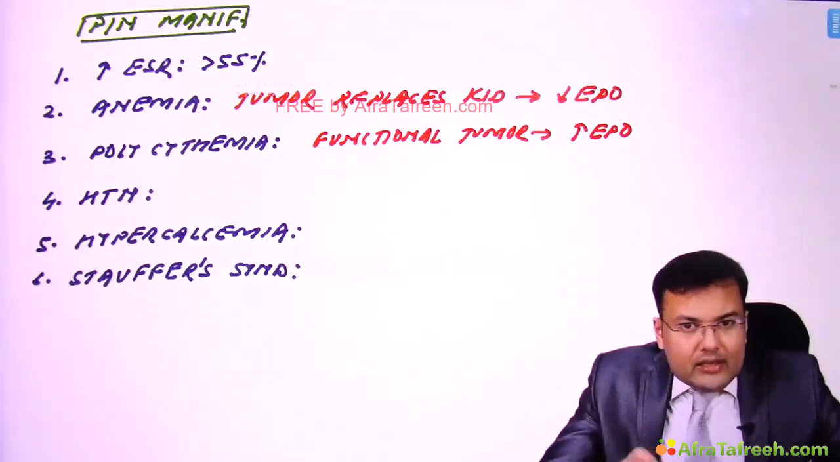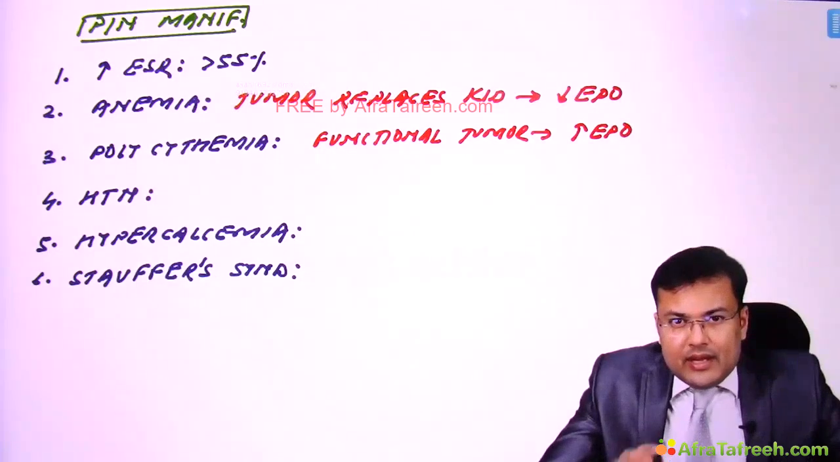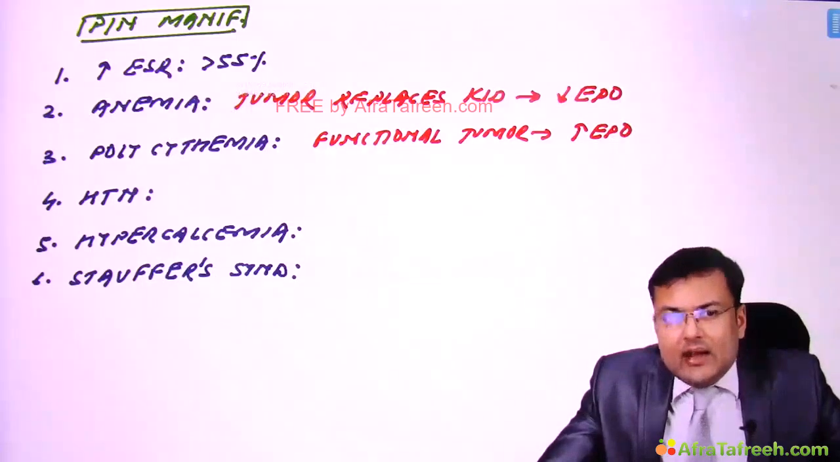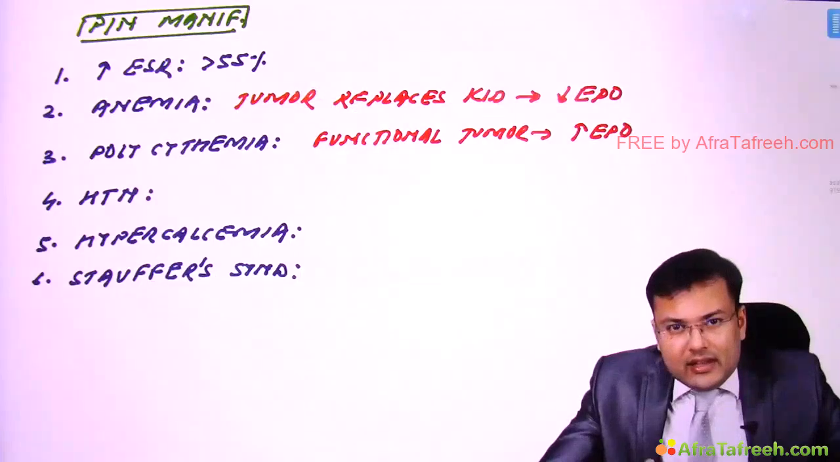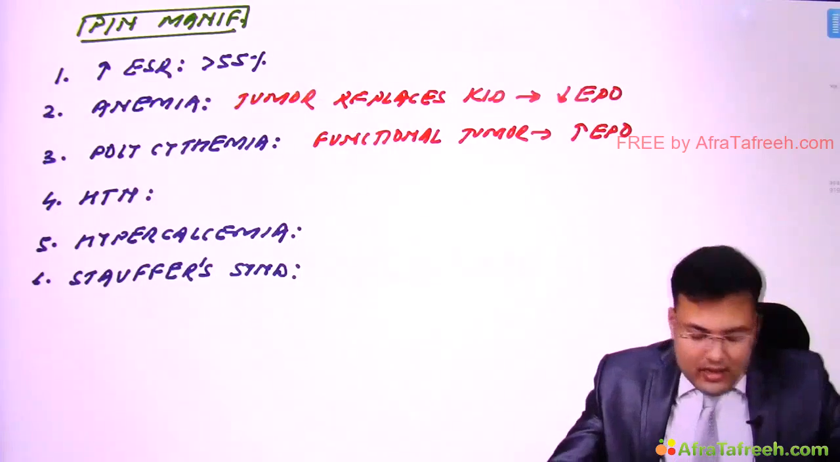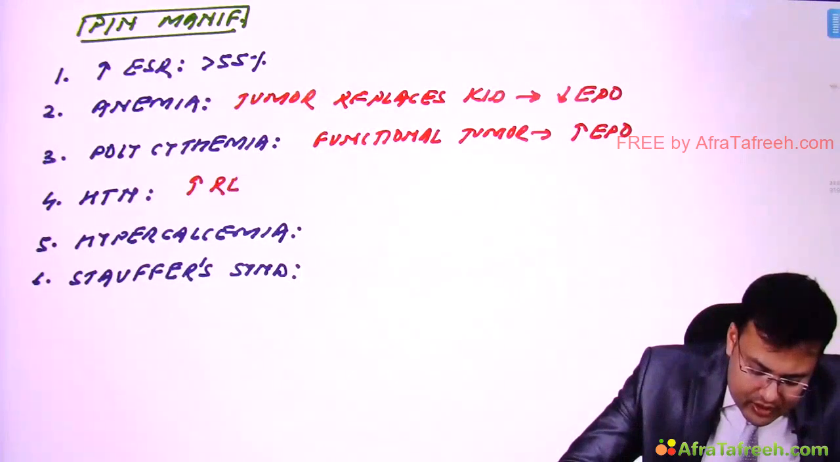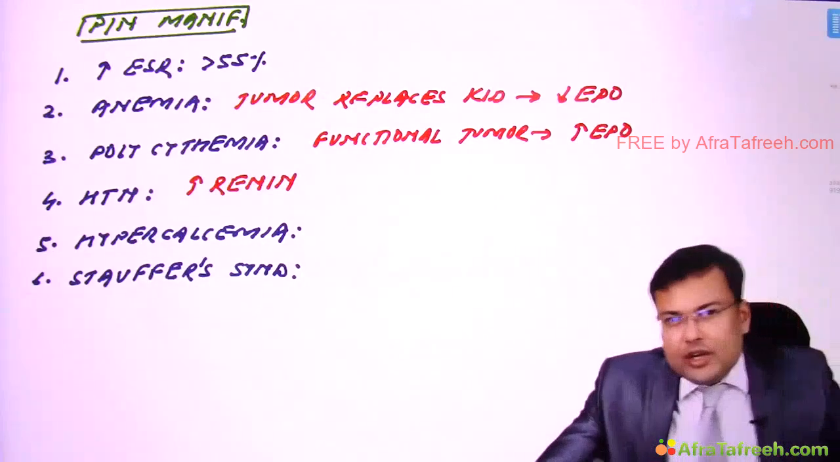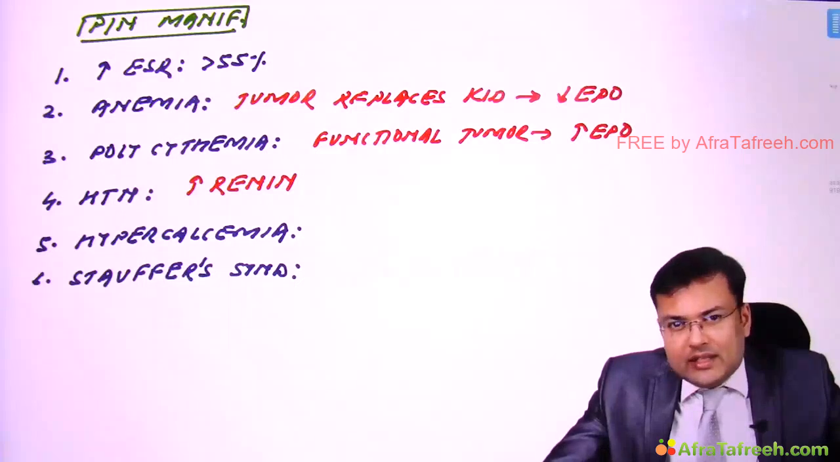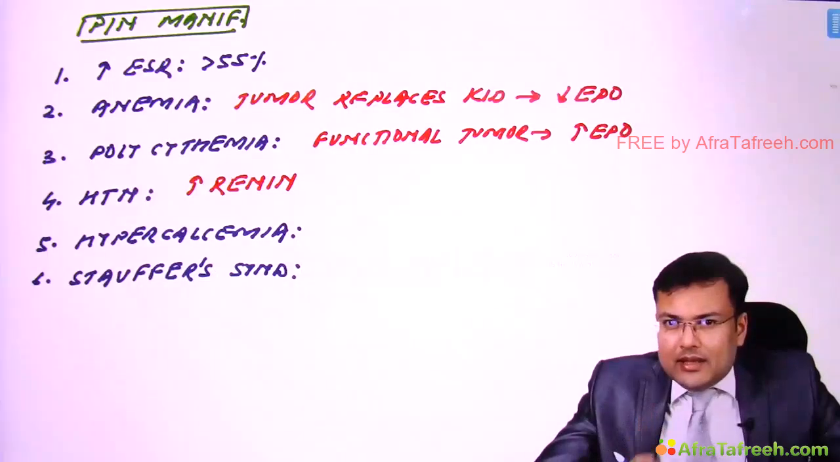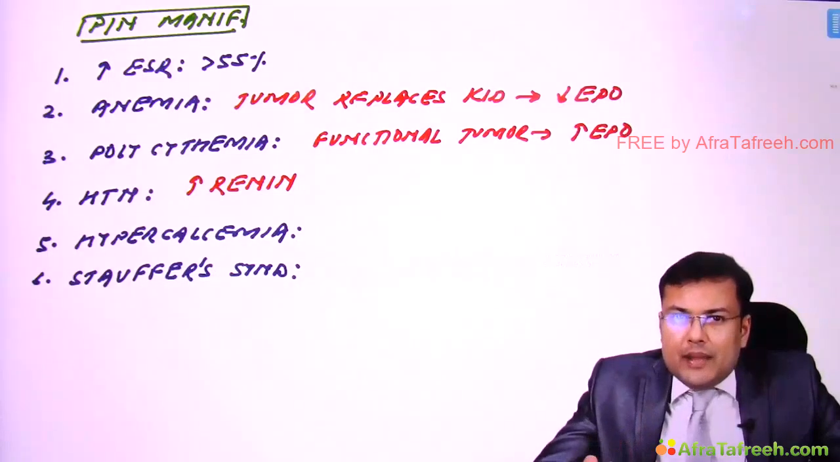Be careful that all these manifestations are not present in all the patients. Depending upon the tumor characteristics, the patient will be having either anemia, polycythemia, hypertension, or hypercalcemia. It's not necessary that all these manifestations are there. Imagine the patient has a tumor which is secreting excessive renin. Because of that, there is activation of the renin-angiotensin system, and what will happen? Hypertension.